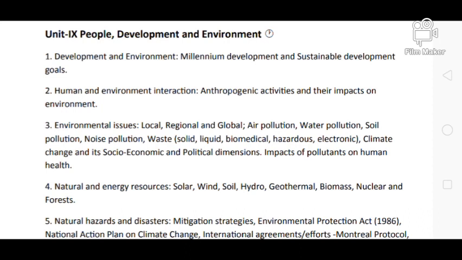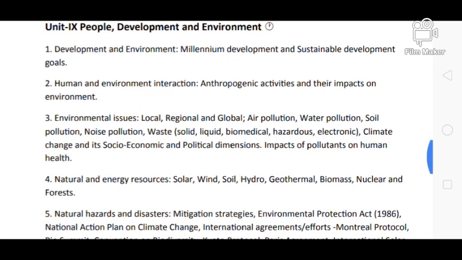In Unit 9 we have People, Development and Environment. We have to know about the activities of people on the environment and development. First point, we have development and environment. We have to know about the relationship between development and environment.